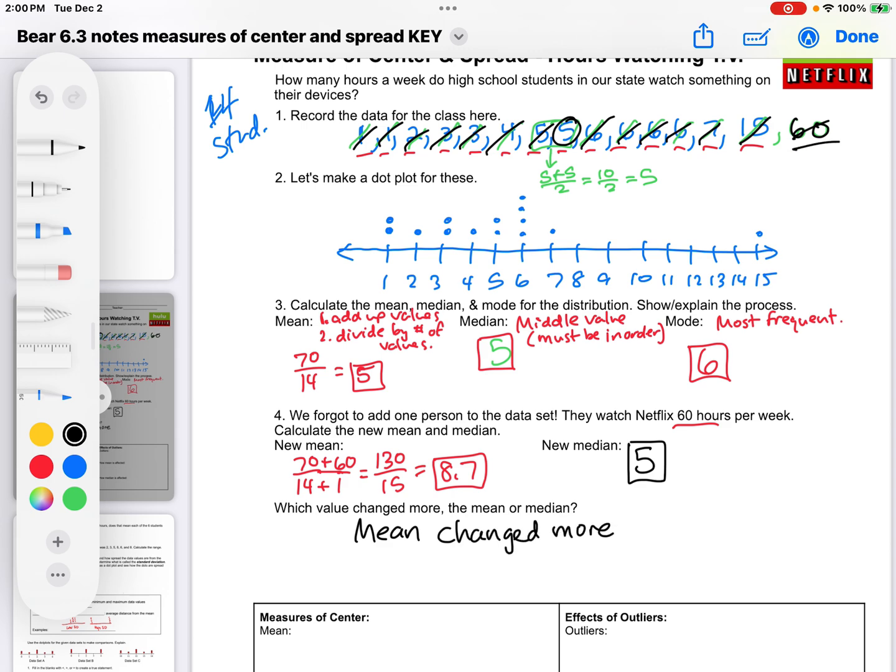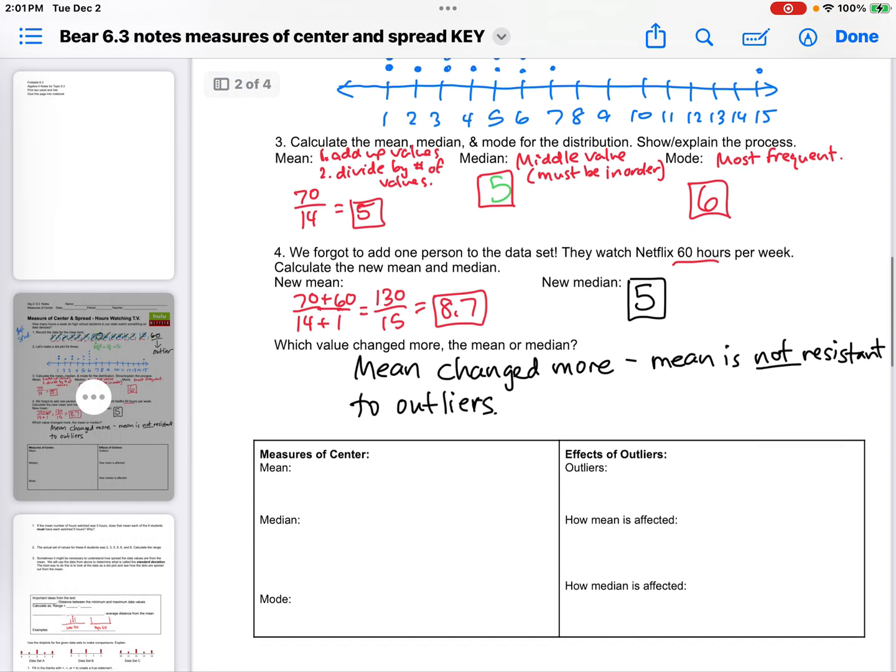And that's because that 60, we're going to call this an outlier. And we're going to say that mean is not resistant to outliers. What that means is that your mean is going to be affected by outliers, median not so much. Sometimes the median might change, but for the most part, the median does not change.